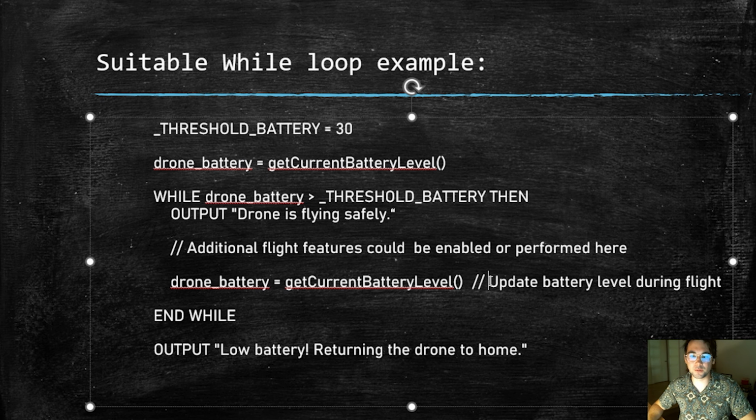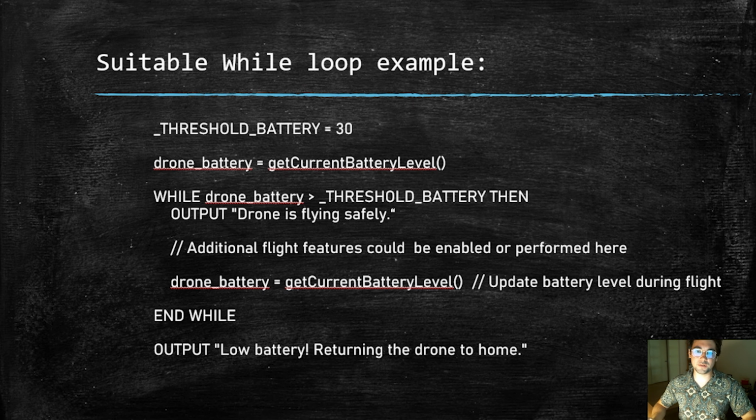And then at the end of the loop, I get the battery level again. And then I go back and check the condition again. If the drone battery is still greater than that threshold battery, then I continue to loop and loop until the drone battery is no longer greater than the threshold. That's when I would exit the while loop and continue down here, printing out a low battery warning message.